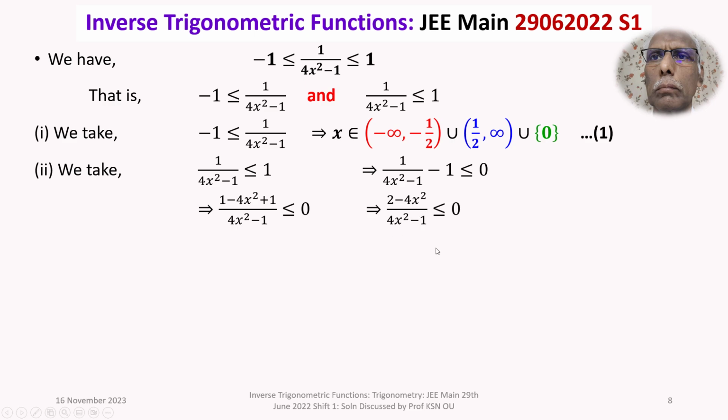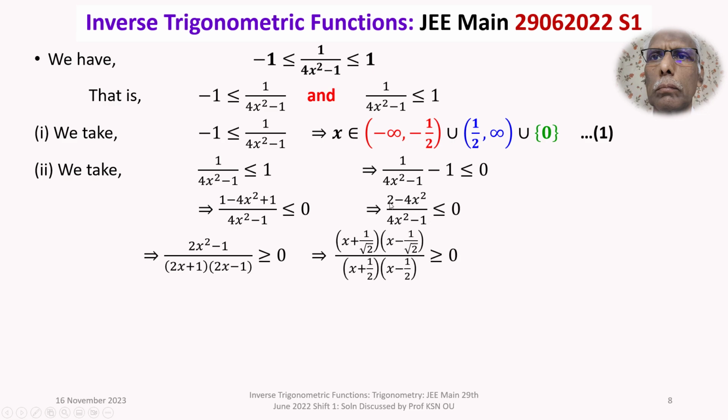So you cancel minus 2 throughout in the numerator. You take the minus 2 common and cancel. Then the less than or equal to will get reversed, greater than or equal to. Right. So 2x square minus 1 by 2x plus 1 into 2x minus 1.